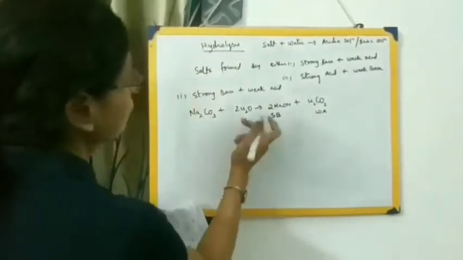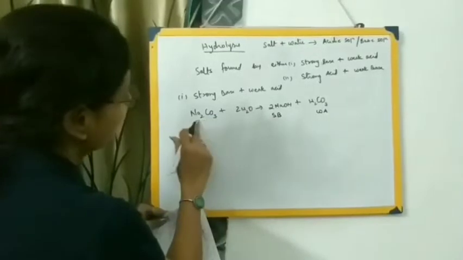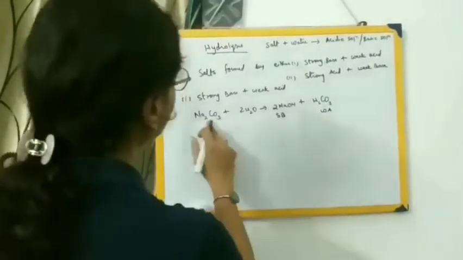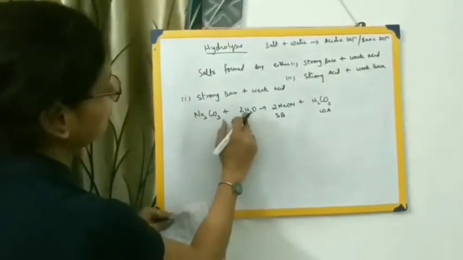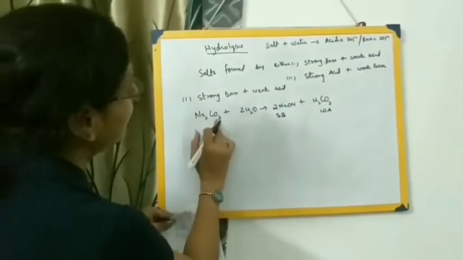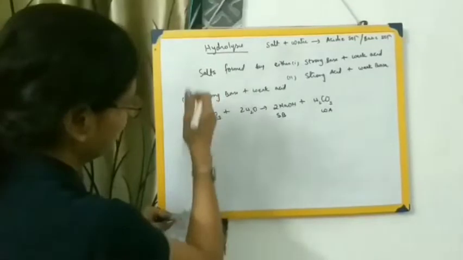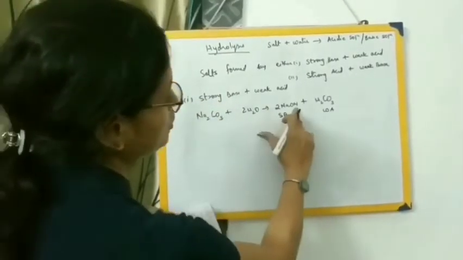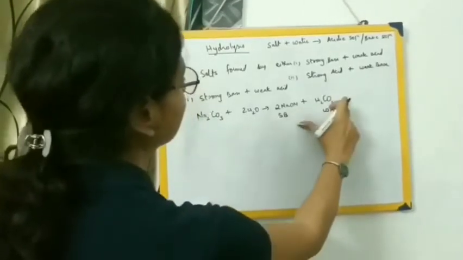So what is the role of water over here? There are some force of attraction between sodium ions and carbonate ions. So what will water do over here? Water will weaken the bond between sodium and carbonate. It will rupture the bond between sodium and carbonate, leading to the formation of sodium hydroxide and carbonic acid.